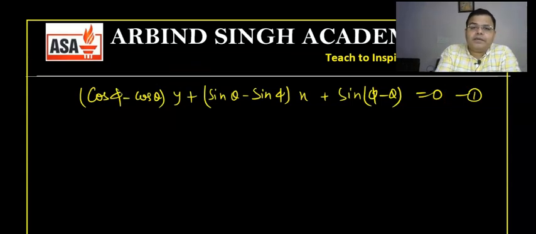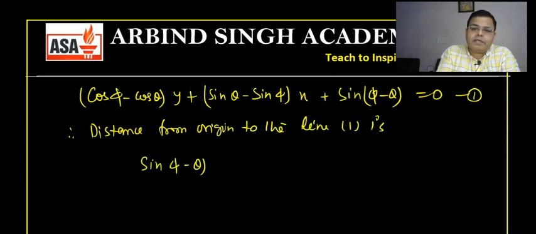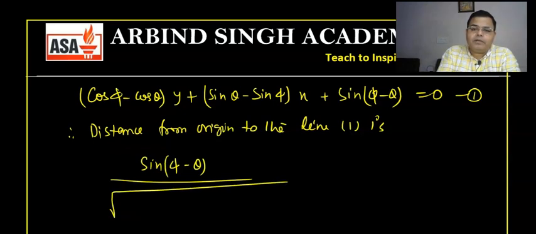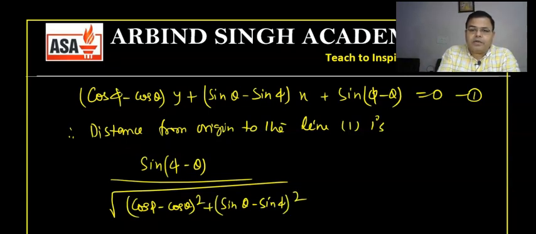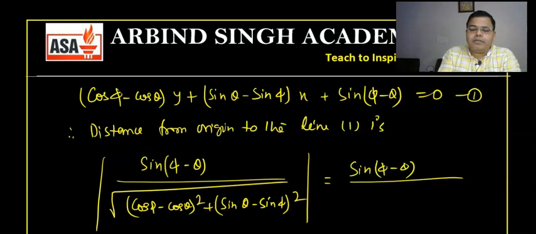Now, the distance from the origin to the line is sine (phi minus theta) upon under root of (cos phi minus cos theta) whole square plus (sine theta minus sine phi) whole square. We know the formula, right? It is c upon under root a square plus b square in modulus. So we can do this. What will that be? Sine (phi minus theta) divided by, with cos square phi from here and sine square phi from here, that will be one.